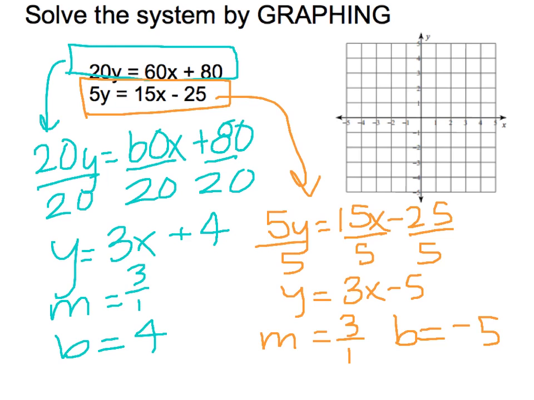Compare your work to my work. So my top equation, the equation that I put a box around in teal, in slope-intercept form is y equals 3x plus 4. My slope is 3 over 1, and my y-intercept is 4. The equation I put the orange box around in slope-intercept form is y equals 3x minus 5. My slope is 3 over 1, and my y-intercept is negative 5.